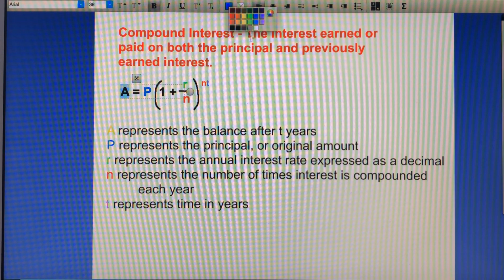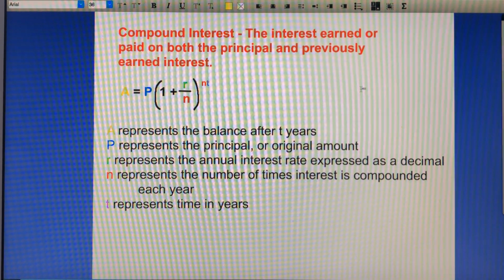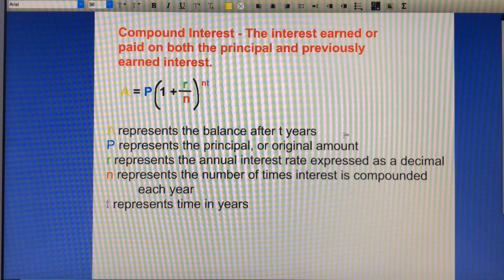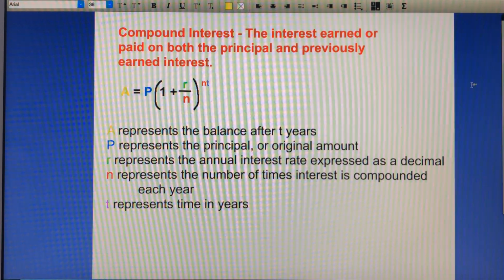I'm going to change that to yellow because that's bothering me, that should have been yellow. Sorry. t represents time in years. n is the big deal number here. How often is it compounded?